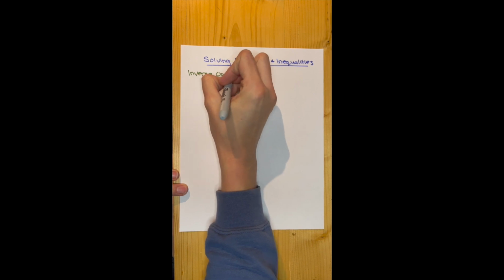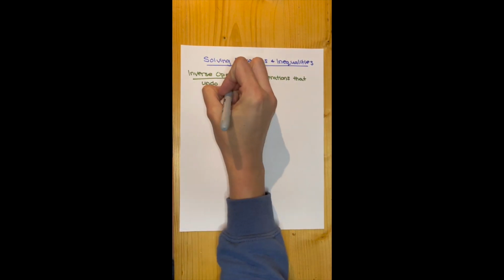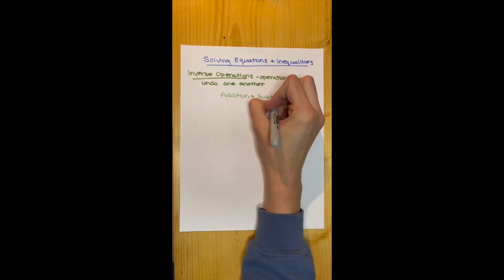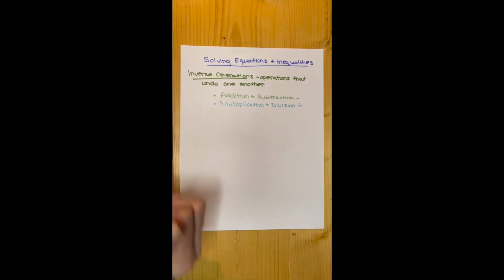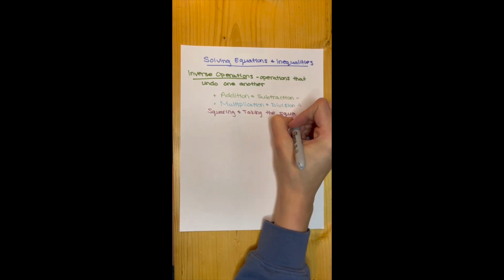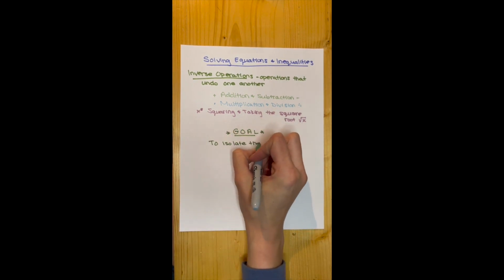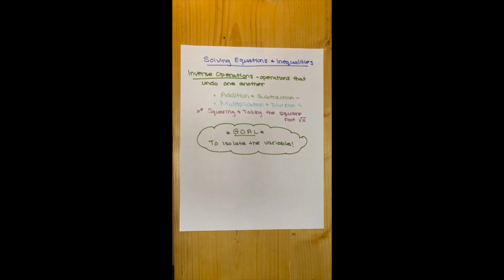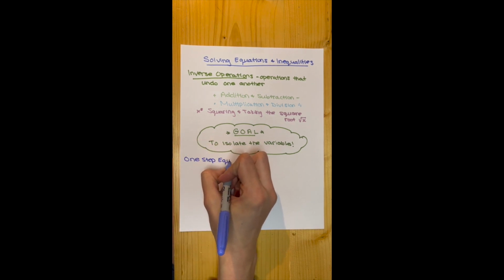Today we're going to be looking at solving algebraic equations and inequalities. First things first, we need to define inverse operations, which are operations that undo one another. Addition and subtraction, multiplication undoes division, and squaring undoes taking the square root. Our entire goal in this lesson is to isolate the variable. That might also be considered the entire goal for algebra. We're always solving for a variable.